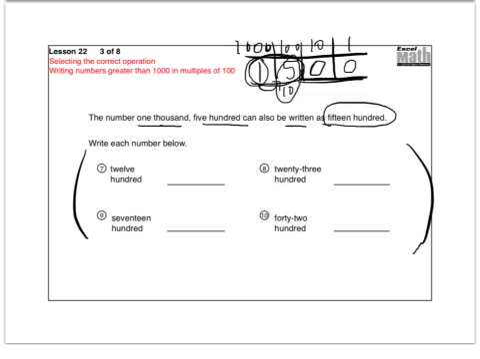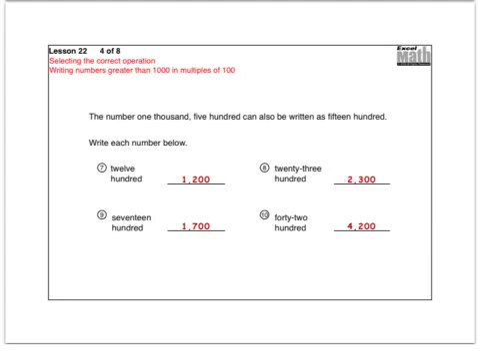So we have 1,200, which is written as 1,200, like that. And then number 8, 2,300, can be written 2,300. Make sure you have 2 zeros in there after the 23. 1,700 is 17 with 2 zeros, and 4,200 is 4,200. All right.